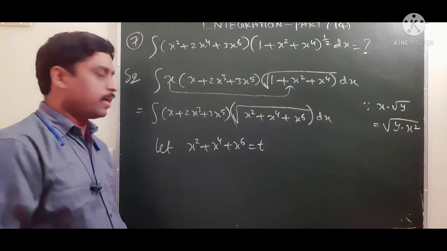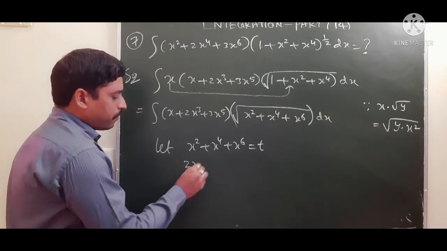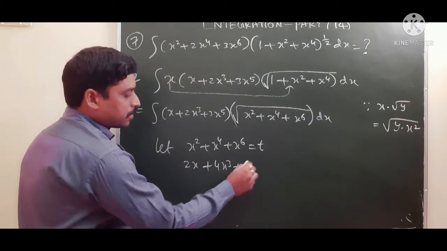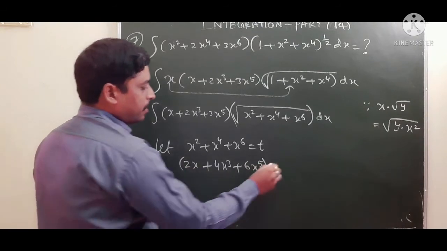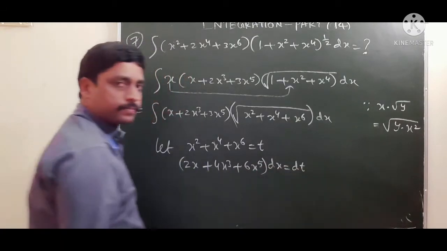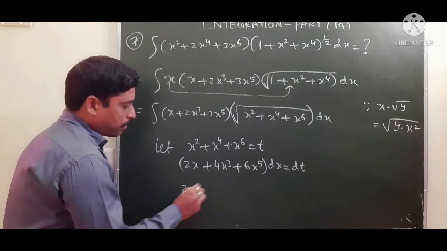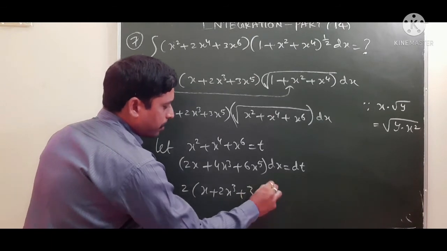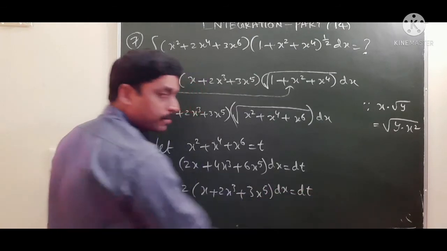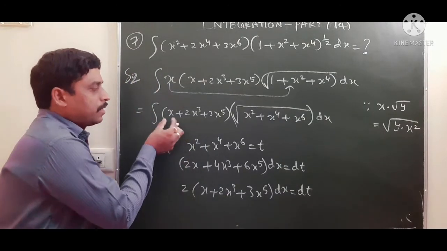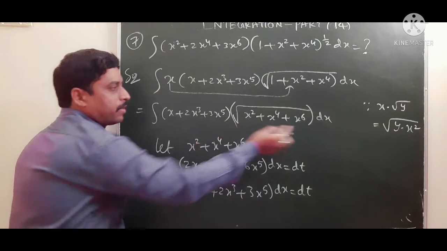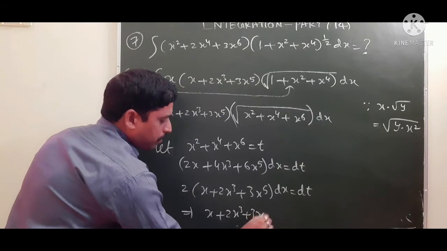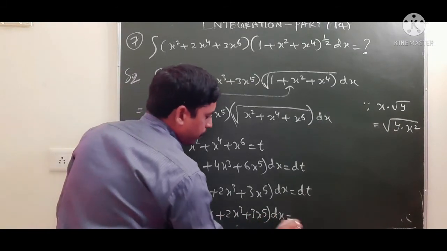So now derivative on both sides. Derivative of x square, we get 2x, x to the power 4, 4x cube. Derivative of x to the power 6, 6x to the power 5. Dx is equal to dt. In this one 2 take out common, x plus 2x cube plus 3x to the power 5 dx is equal to dt. Is it clear? But our target is x plus 2x cube plus 3x to the power 5 dx. So this is equal to dt by 2.